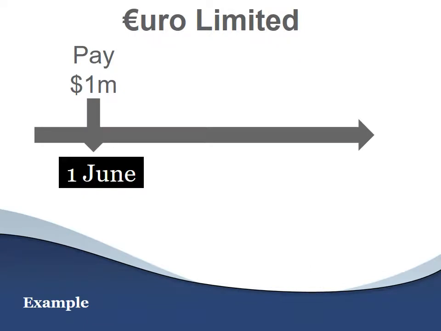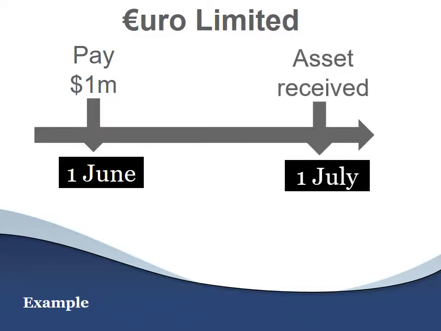If I find myself in a situation where on the 1st of June, as an organization, I make a payment towards the acquisition of an asset of $1 million. But the asset that I'm paying for is only received a month later, on the 1st of July. The issue then becomes, at what rate of exchange do I record this transaction in my books?